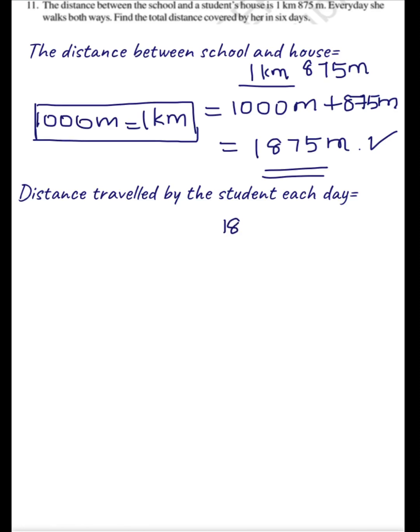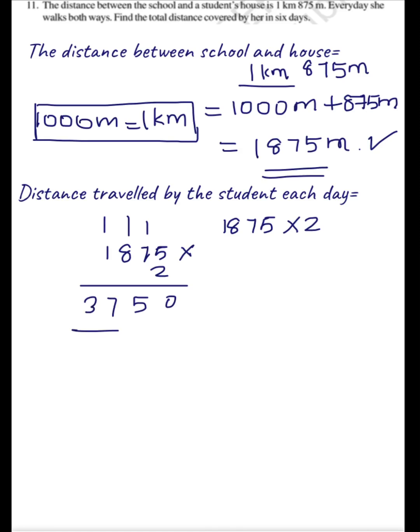You have to just multiply this 1875 with 2. Okay, let's do it. 1875 into 2. So 5 into 2 is 10, carry 1. 7 into 2 is 14, plus 1 is 15, carry 1. 8 into 2 is 16, plus 1 is 17, carry 1. 1 into 2 is 2, plus 1 is 3. So the answer will be 3750 meter. This will be the distance traveled by the student each day.